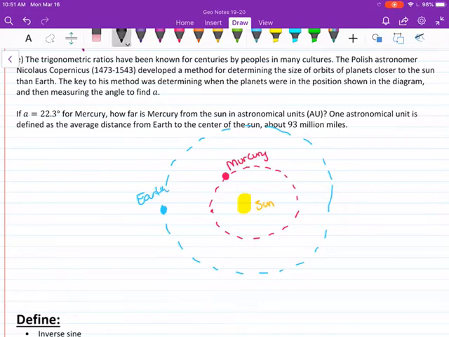And together it creates this right triangle here. And this distance here is 1 astronomical unit. And this angle here, the angle from the sun to Earth to Mercury, that's my angle A. All right. And we are looking for how far the sun is from Mercury.